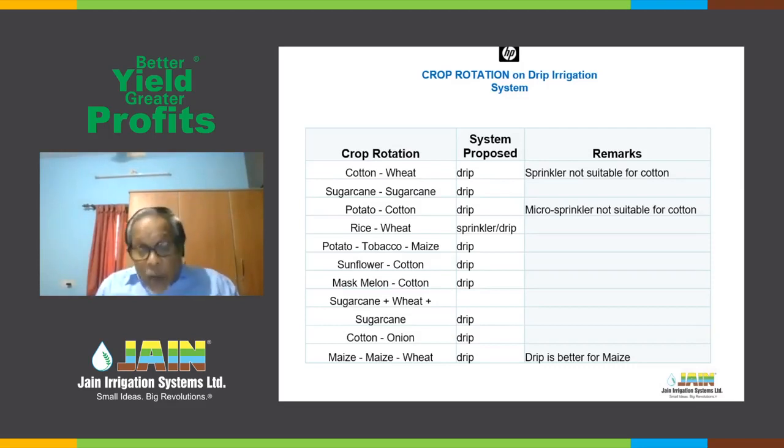In this case, one of the difficulties which usually comes is none of these. That is the spacing. Potato is planted at a certain spacing, and the drip lines are according to the potato crop.